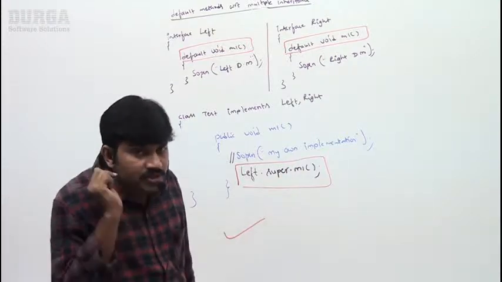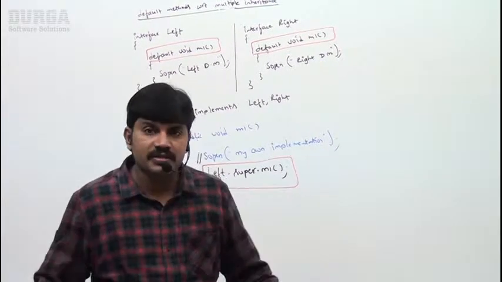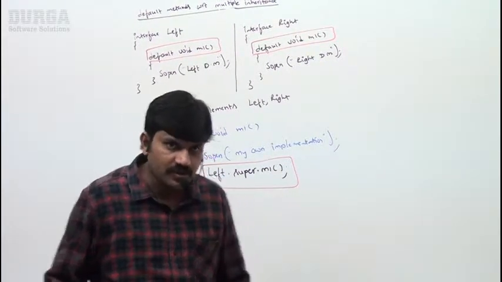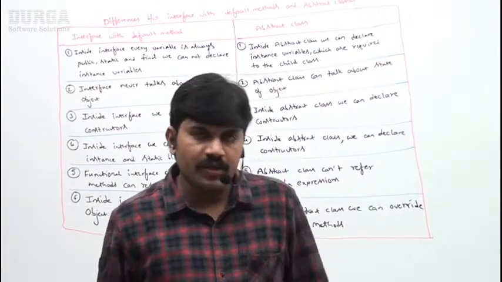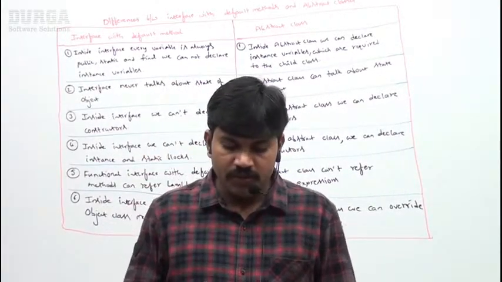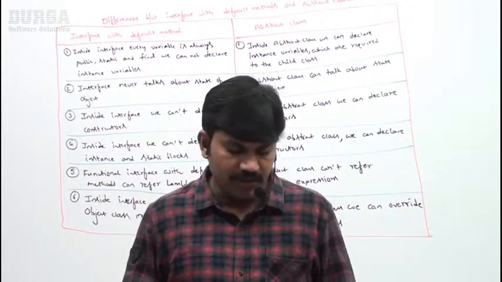So this is a small twist in the case of default methods whenever multiple inheritance is there. Clear for all of you? That's all. I hope you people are aware what the default method is, how you can declare it, what the purpose is, all those things I covered, right?